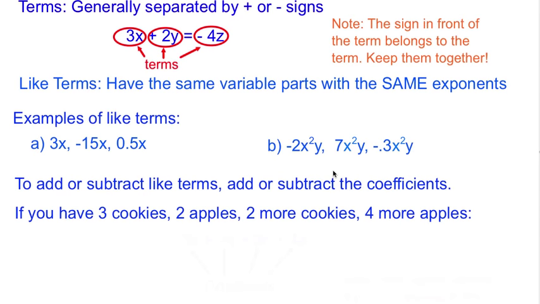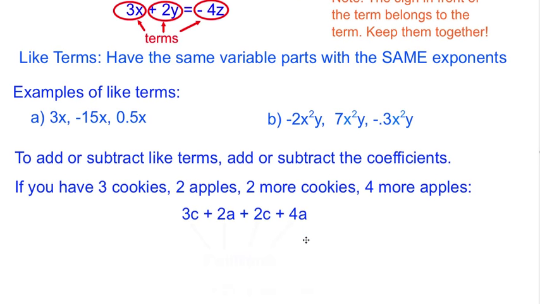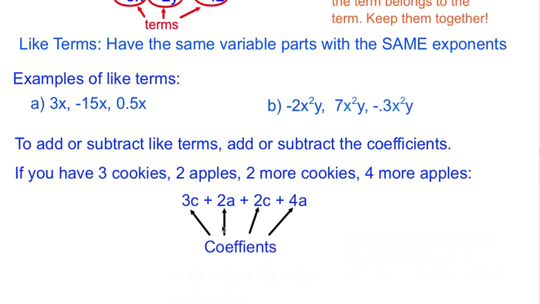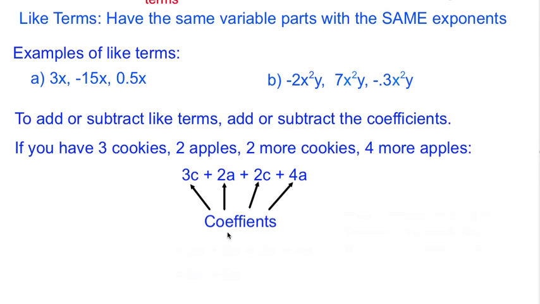When we add or subtract like terms, basically what we want to do is just add or subtract the coefficients of those terms. And here's an example that I think most of you will be able to relate to. If you have 3 cookies and 2 apples, 2 more cookies and 4 apples, we might write that like this: 3 cookies plus 2 apples plus 2 cookies plus 4 apples. The coefficients are the numbers. In this case, the 3, the 2, the 2, and the 4, the numeric part of each of those terms. So those are the coefficients.